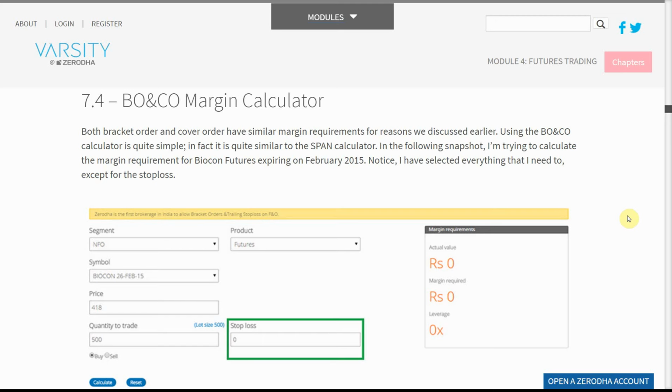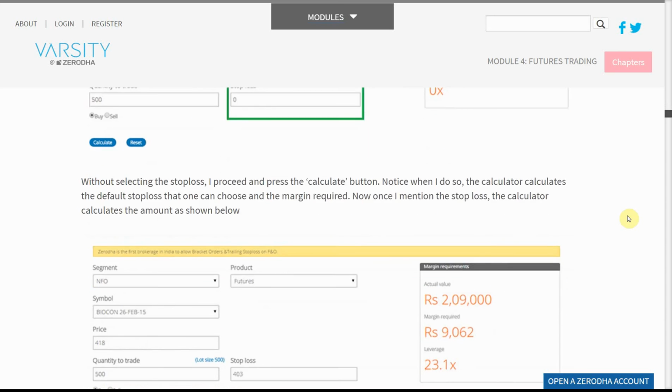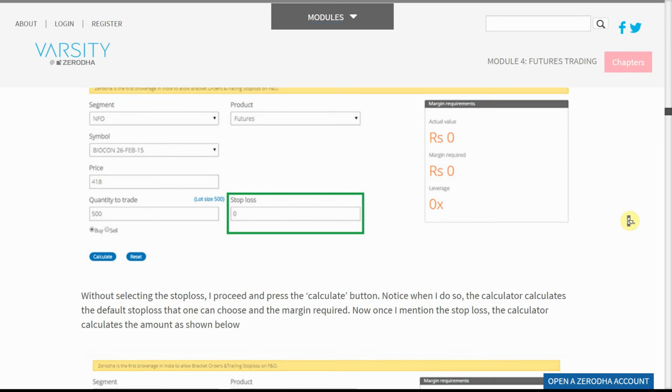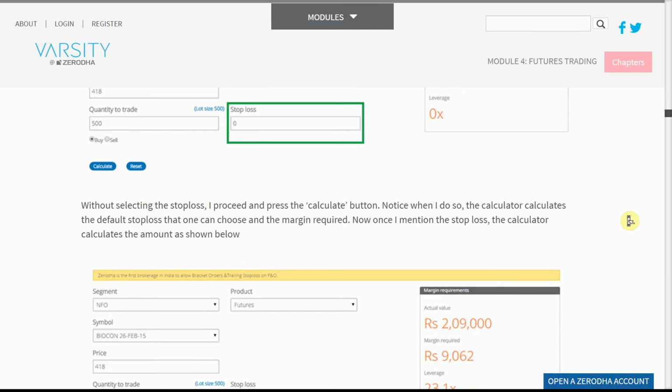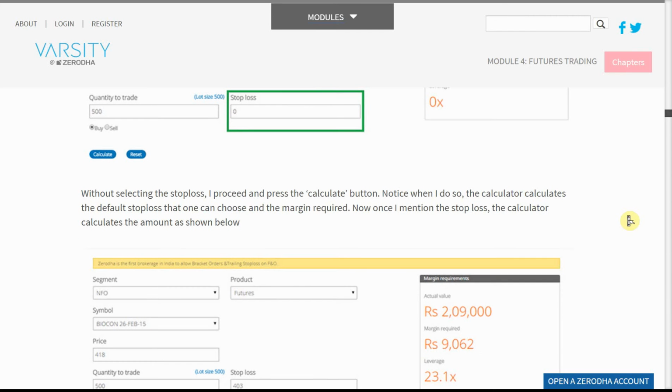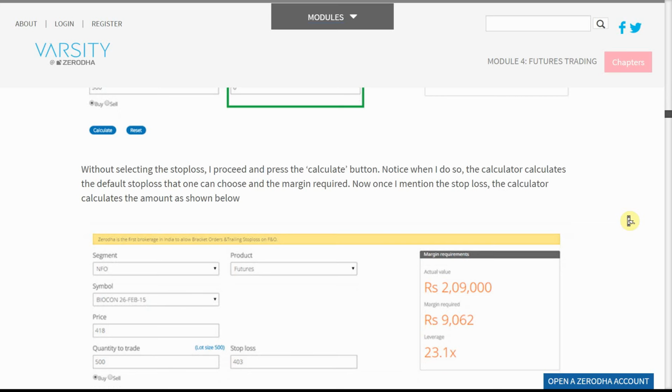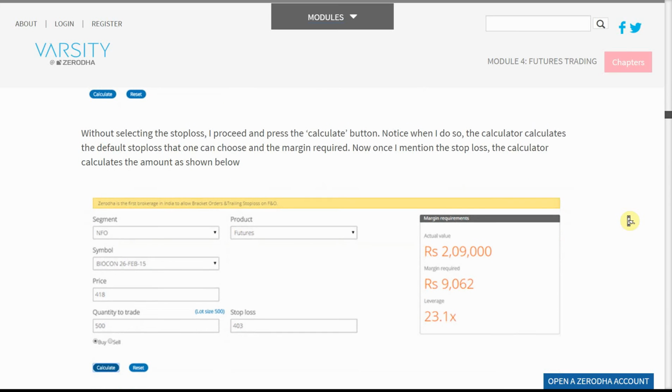Notice, I have selected everything that I need to, except for the stop loss. Without selecting the stop loss, I proceed and press the Calculate button. Notice when I do so, the calculator calculates the default stop loss that one can choose and the margin required. Now, once I mention the stop loss, the calculator calculates the amount as shown below. As per the BO and CO calculator, the stop loss one can choose is 403 rupees.